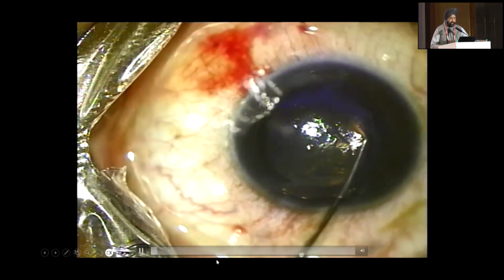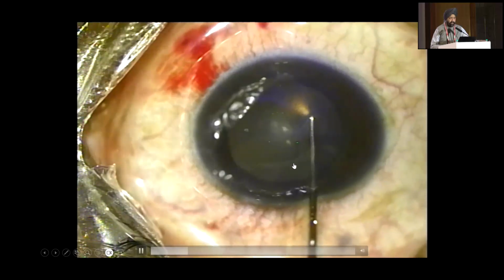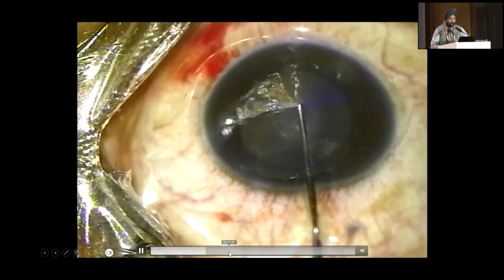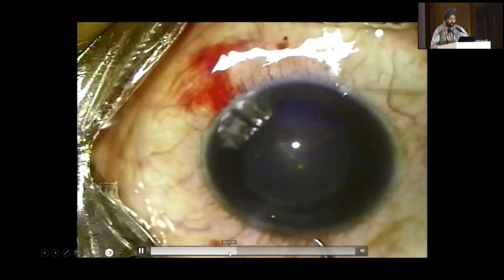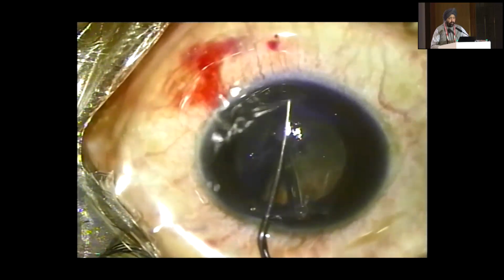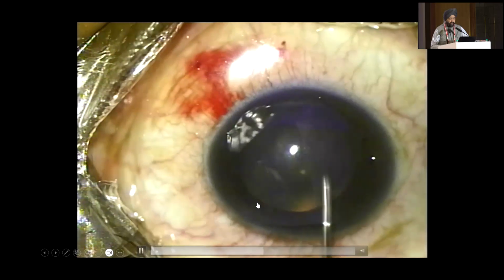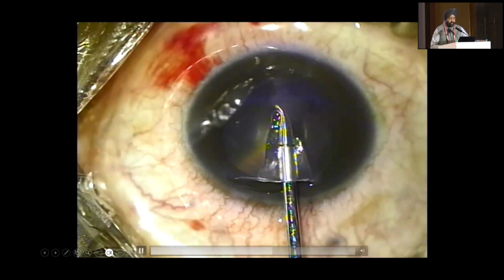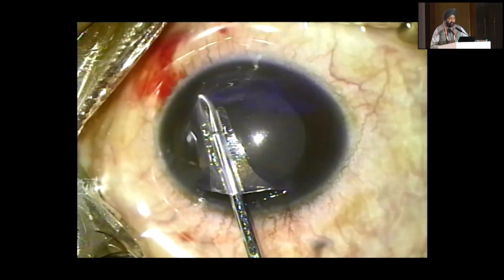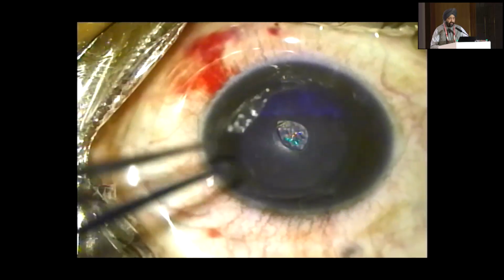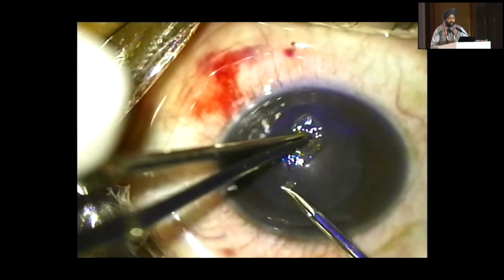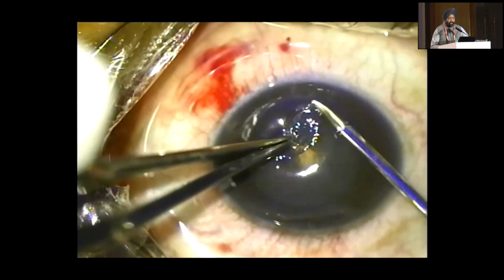So in case this is a lenticule which is retained, you can also do illumination from the side. You can see there is a lenticule that is retained here. Once you have taken out the lenticule, you will be able to see that it is not a complete lenticule, but if you hydrate it well, just see, this is the lenticule that is being taken out, and this is the portion where you can see that the lenticule is incomplete. Okay, so this is an incomplete lenticule.